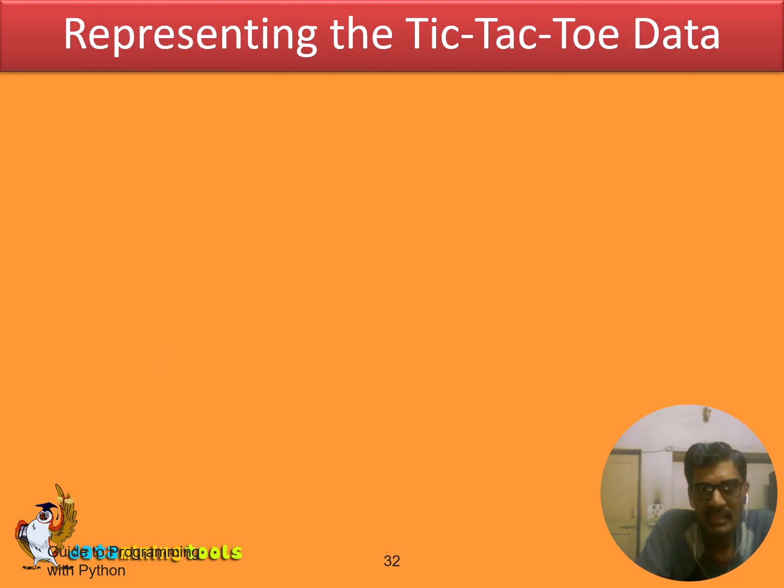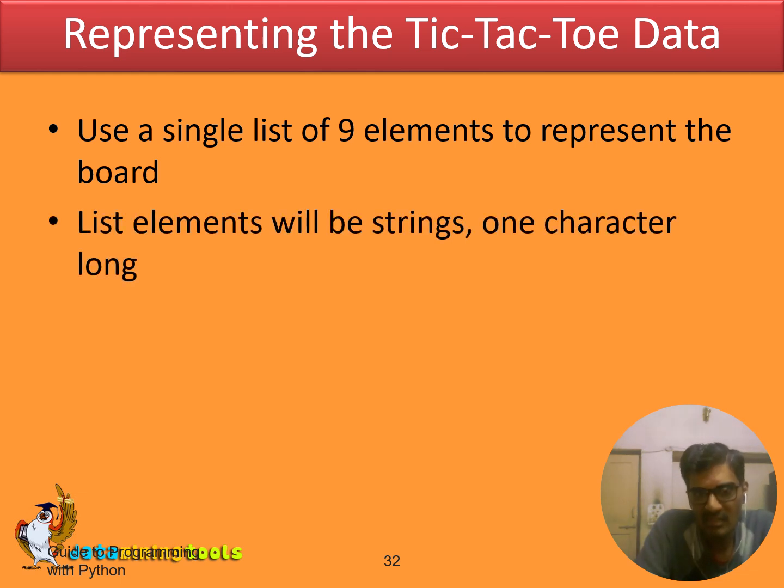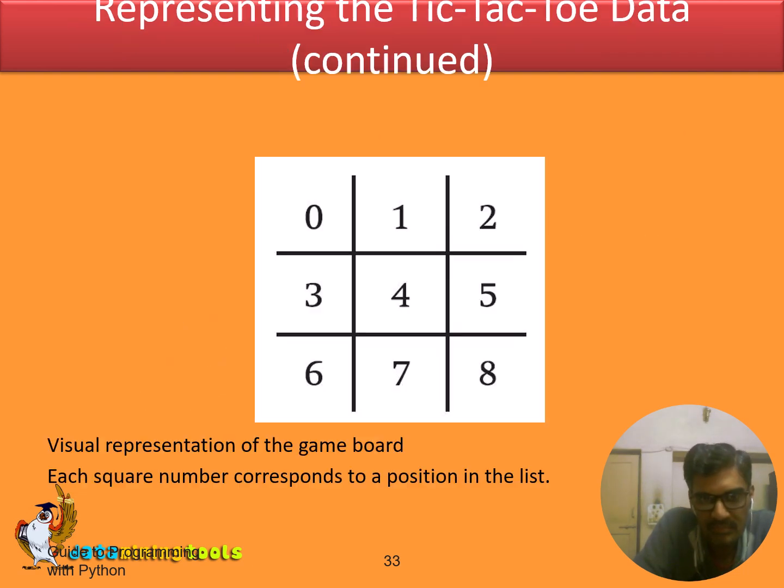Next, representing the tic-tac-toe data. So we use a single list of 9 elements to represent the board. List elements will be strings 1 character long. Empty will be quotes, X will be X, and O will be O or 0. Okay, but in Java or C# we can use a hash table to load the data instead of just a list. This will make execution faster.